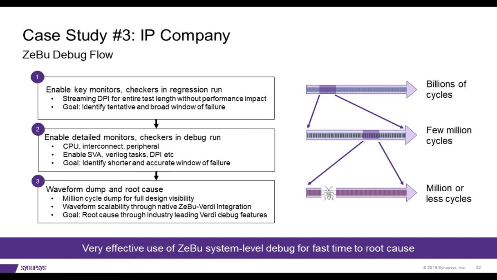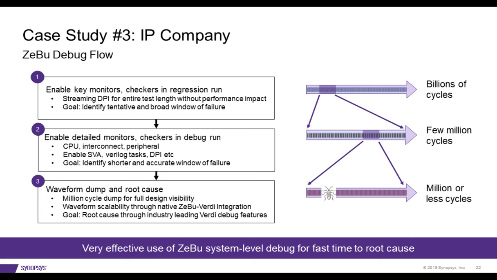The last case study I want to talk about is an IP provider, where they are using the streaming capabilities to effectively narrow down the window of failure. From billions of cycles of runs, they have enabled some of the system logs which are low impact. These are running for the entire duration, and with that analysis, they are able to go from billions of cycles to millions of cycles.